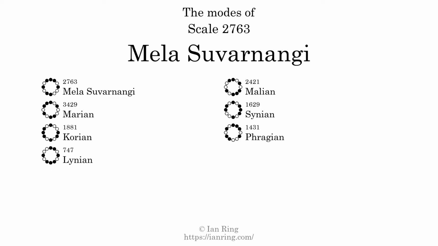The seventh and last mode is scale 1431, also known as Phrygian. It sounds like this.